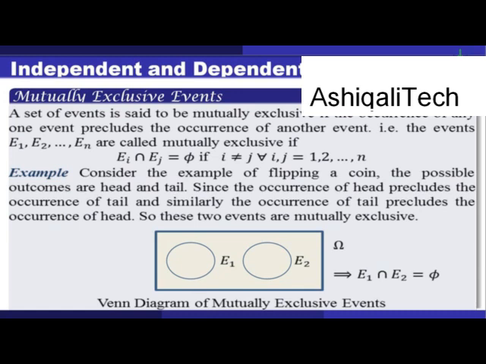See below, we have the sample space omega. Then the events E1 and E2 are represented by the two circles inside this rectangle, and we can see that there is nothing common between E1 and E2. So we can say E1 intersection E2 is equal to phi, that is, the empty set. So this is the Venn diagram for mutually exclusive events.